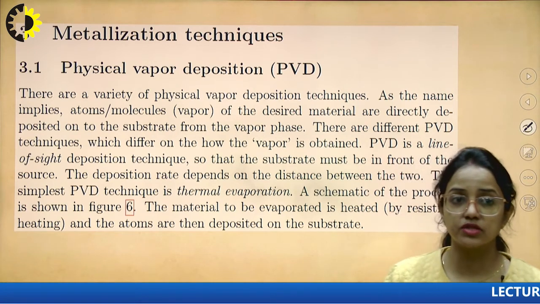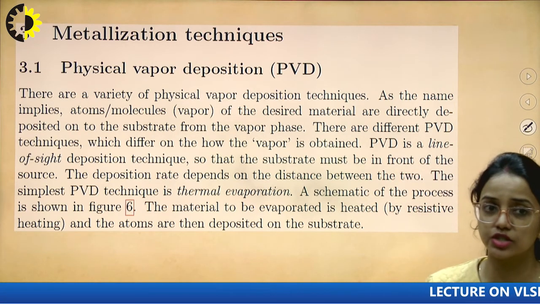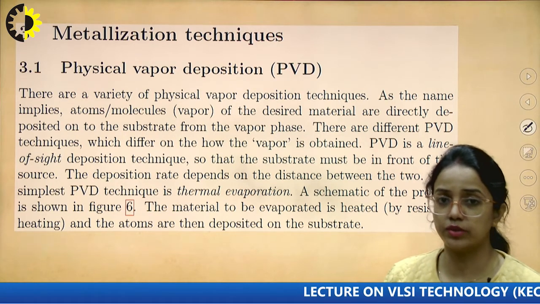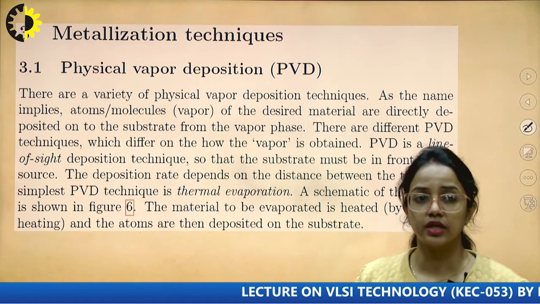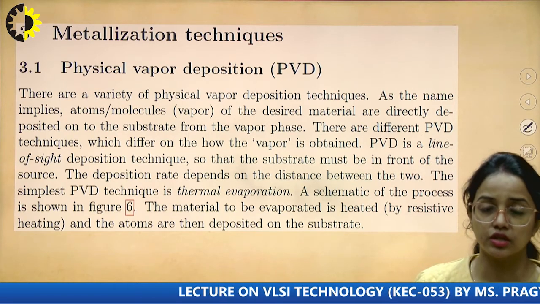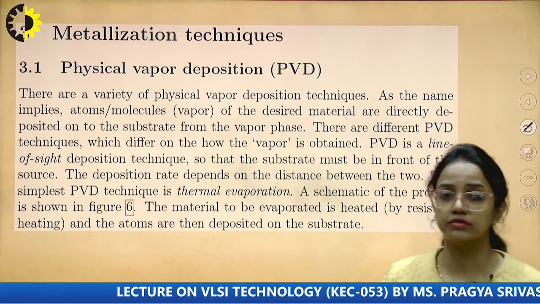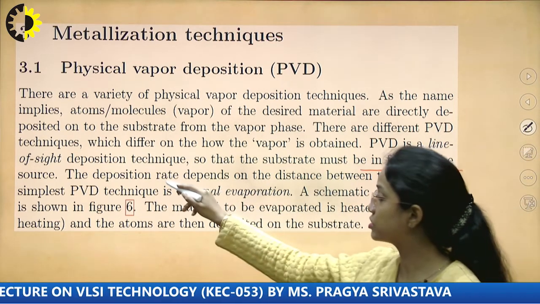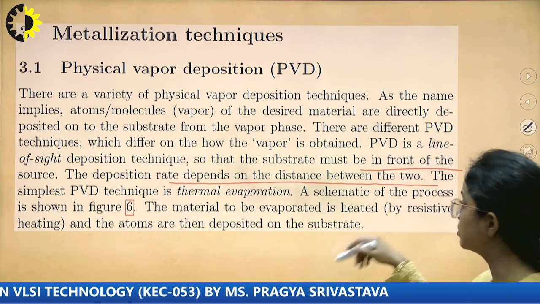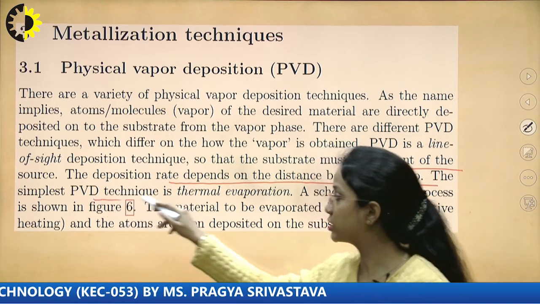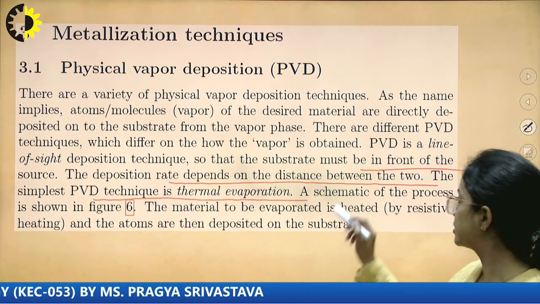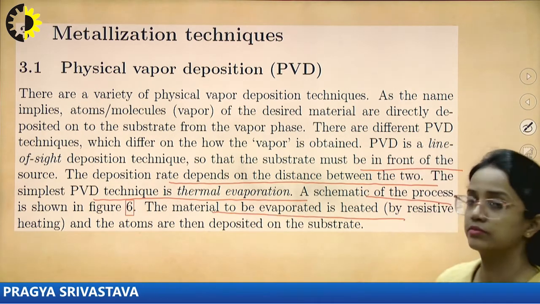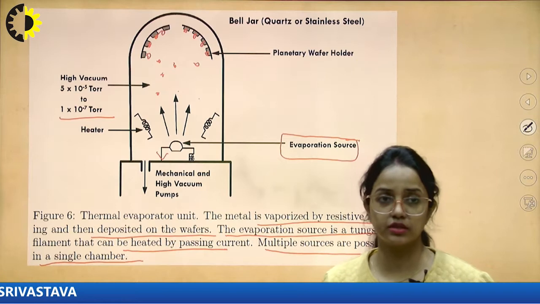There are different physical vapor deposition techniques, which differ in how the vapor is obtained. Physical vapor deposition is a line of sight deposition technique, so the substrate must be in front of the source. The deposition rate depends on the distance between the two, and the simplest physical vapor technique is thermal evaporation, and the scheme is shown in the figure, where the material for evaporation is heated. So this was all about physical vapor deposition.